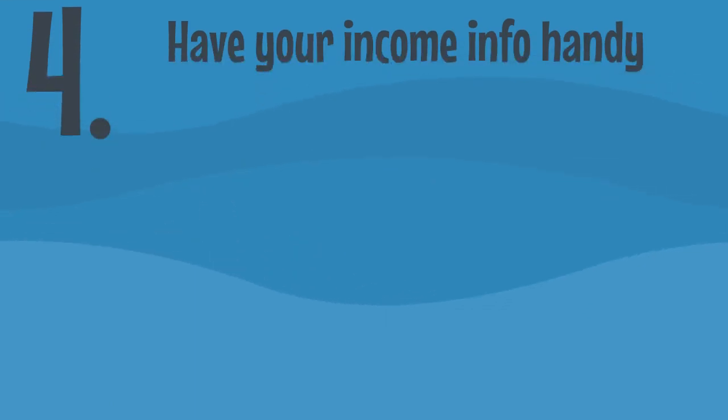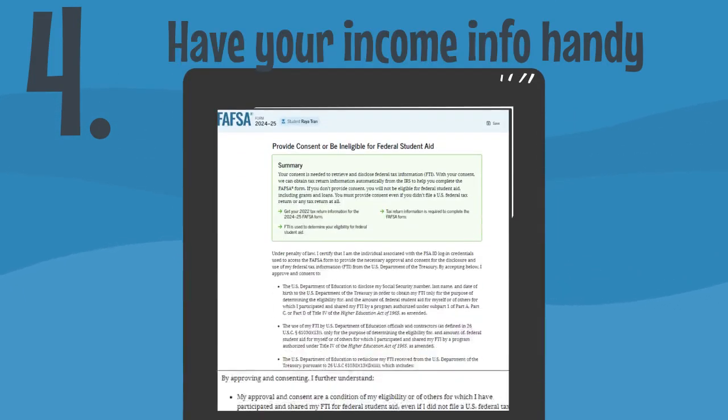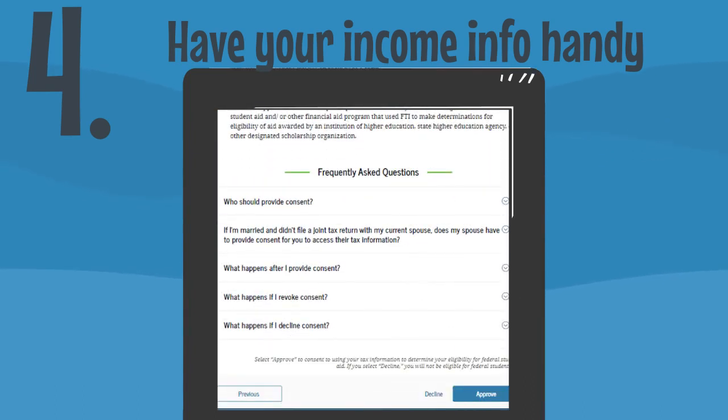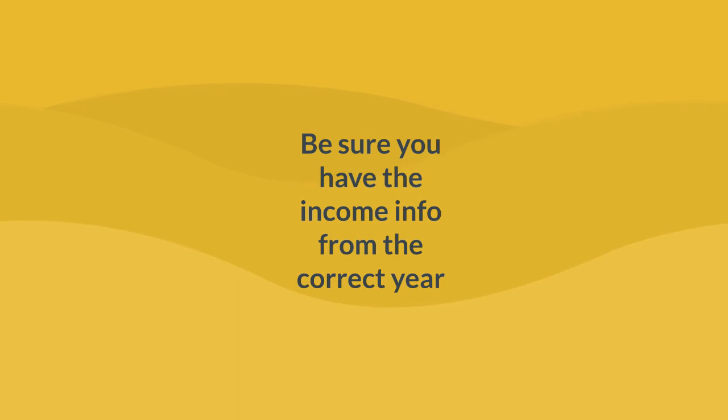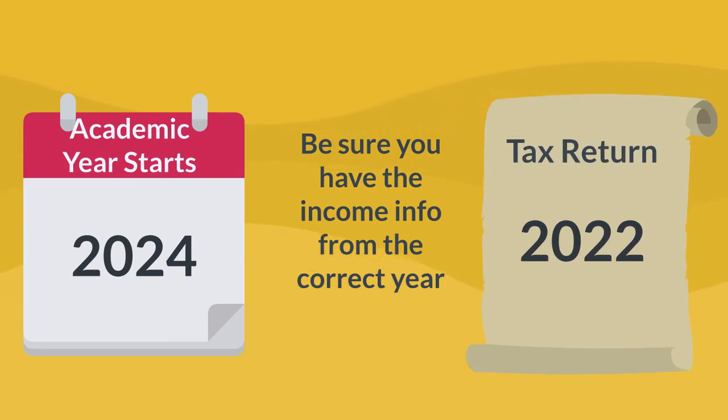The FAFSA will also ask for income information for you and your parent, if required. You'll want to have a copy of federal tax returns handy. You will need to grant permission to add your tax return info from the IRS to your FAFSA while you are filing, but having the paperwork handy is important. Be sure to have the income information from the correct year. The FAFSA for any given academic year uses tax and income information from 2 years prior. To figure it out, look at the year the fall semester begins and subtract 2 years.